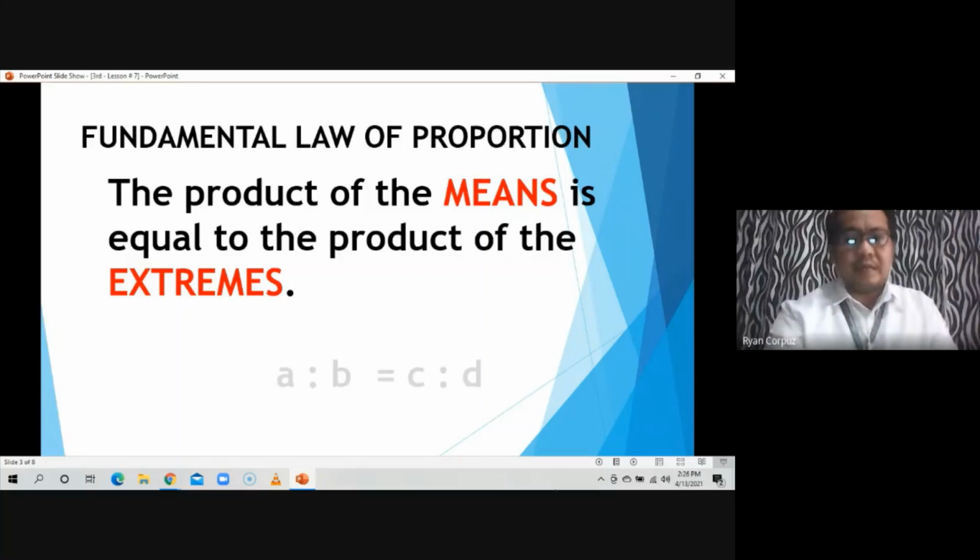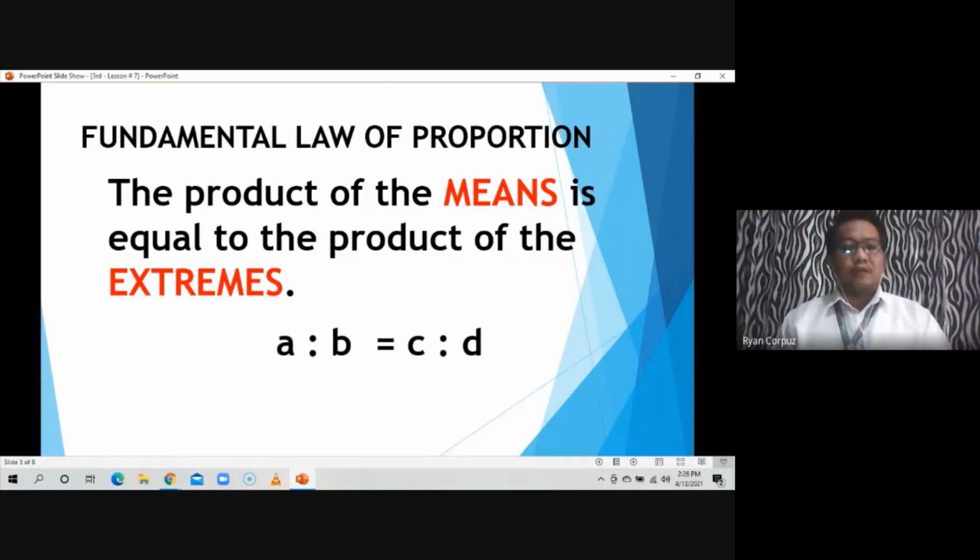So let's have this example. We do have here a given proportion which is written in column form. We do have here A is to B is equal to C is to D, because when it is written in that way, we can easily determine yung tinatawag nating means and extremes.